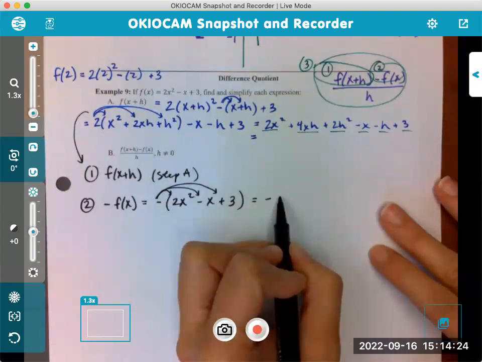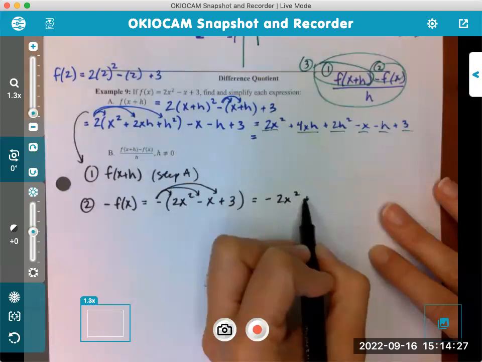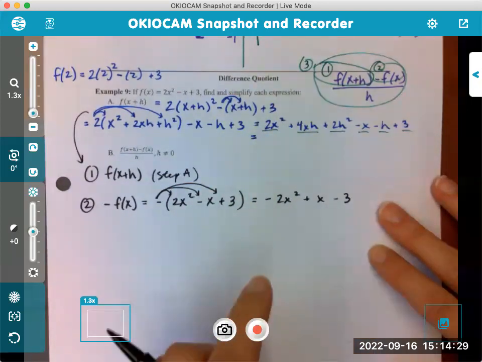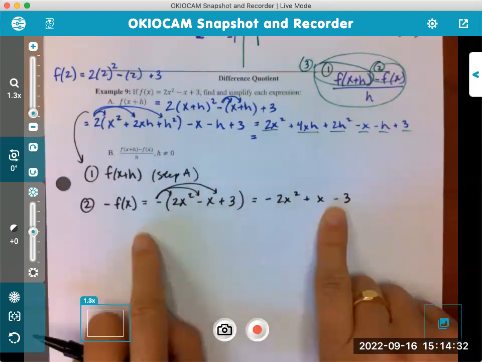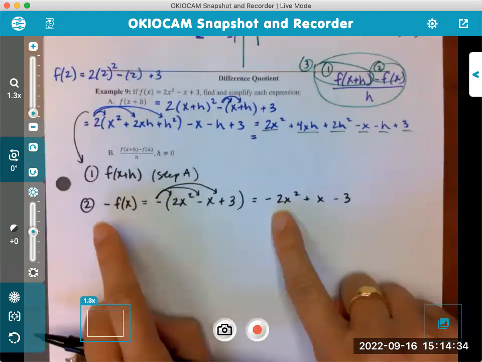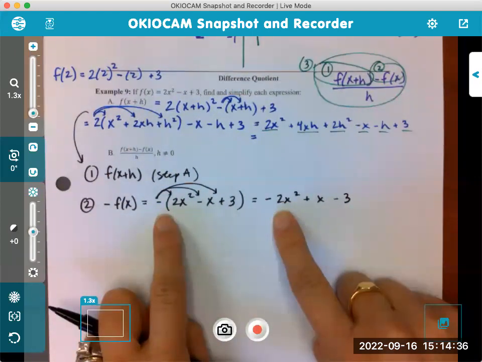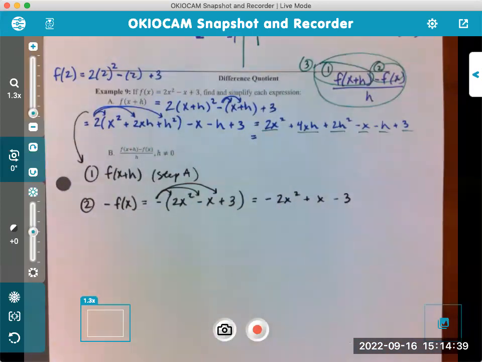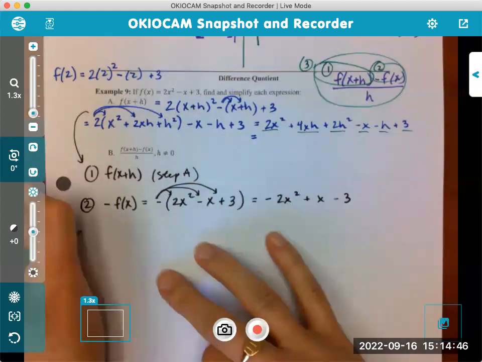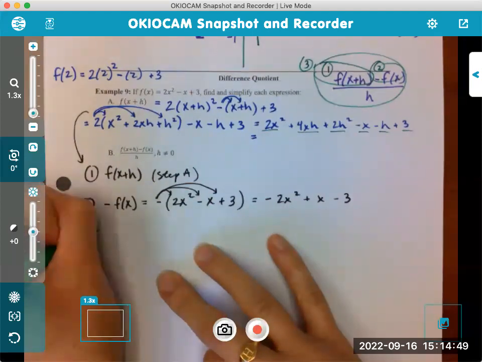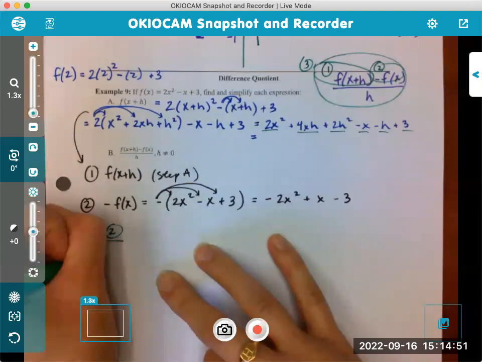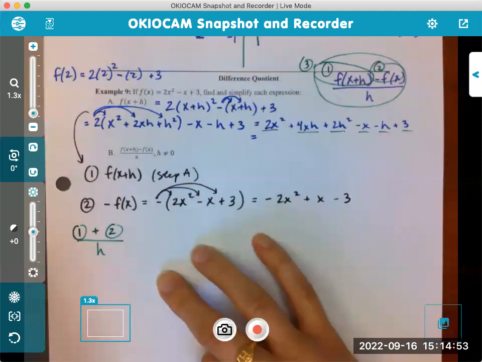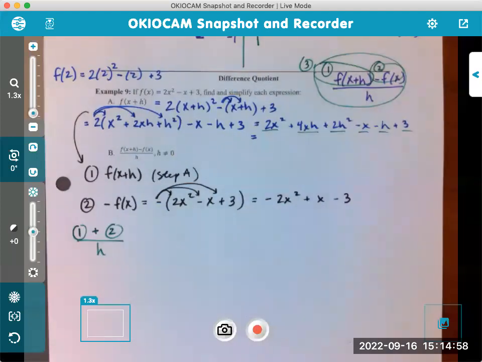All right, so now this is negative 2x squared plus x minus 3. So notice every sign flipped. Again, that's why I have this as a separate step 2, because I see it all the time. The first sign will flip, but not anything afterwards. So it just helps cover your butt. Then step 3 is, I'll even do it in a different color, what we have from step 1 plus what we have from step 2, all over h. And again, looks like a crazy monster. Rawr! Oh, it just gets me every time.